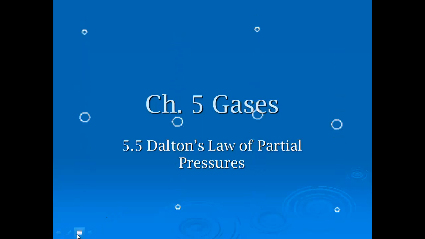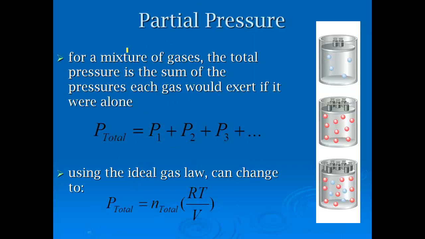Okay, today we're going to get through the rest of Unit 5, and we're going to start with Dalton's law of partial pressures. Dalton's law simply states that for a mixture of gases, the total pressure is equal to the sum of all of the parts. So pressure total is pressure 1 plus pressure 2 plus pressure 3, and you also can manipulate the ideal gas law to go between the total pressure and the total moles, if you know the temperature and the volume.